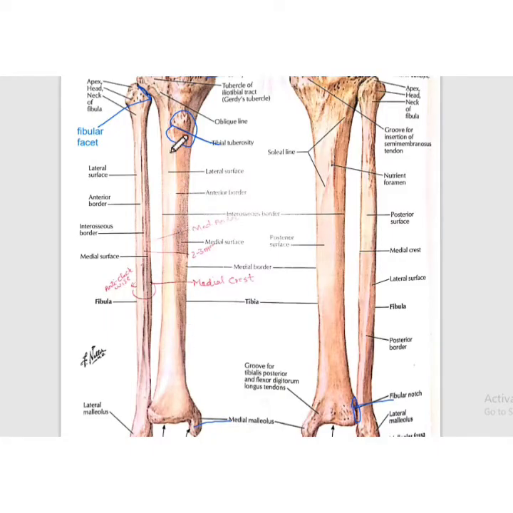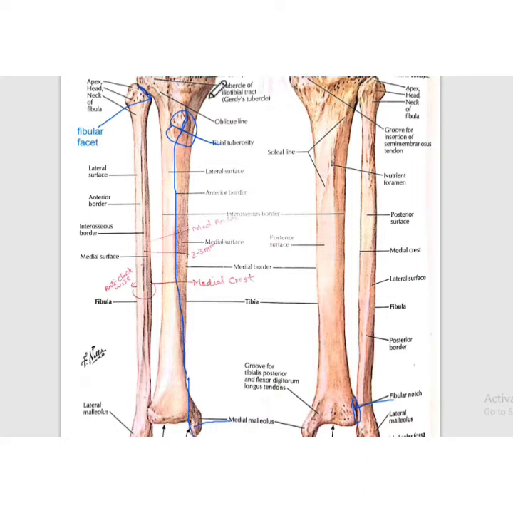This one is the shaft of tibia. Its shaft consists of three borders and three surfaces. Its borders are anterior, medial and lateral border. Its anterior border starts from the medial side of this tibial tuberosity, then moves downward, and at its lower end it becomes continuous with the anterior border of medial malleolus.